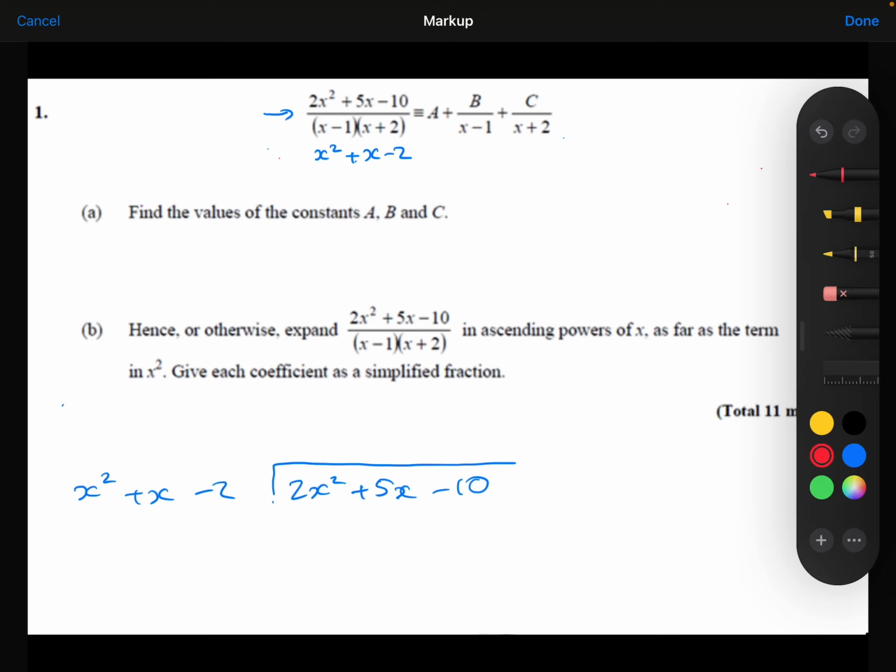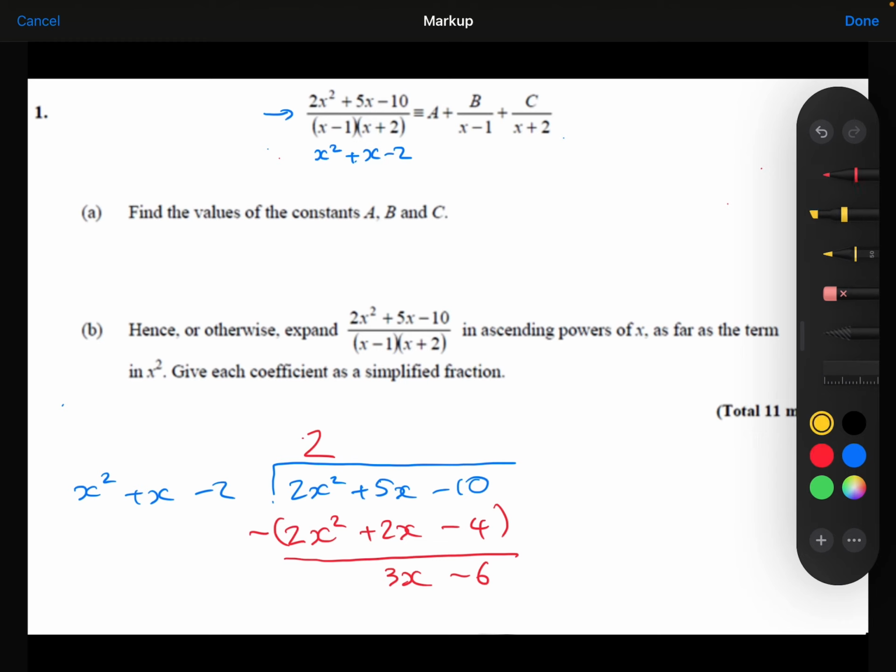So let's do that. x squared goes into 2x squared twice. Let's multiply back out. 2 times x squared is 2x squared, 2 times the x is 2x, and 2 times the minus 2 is minus 4. Let's take that away. 2x squared minus 2x squared is 0. 5x minus 2x is 3x. And negative 10, take away negative 4, so minus 10 plus 4 is minus 6.